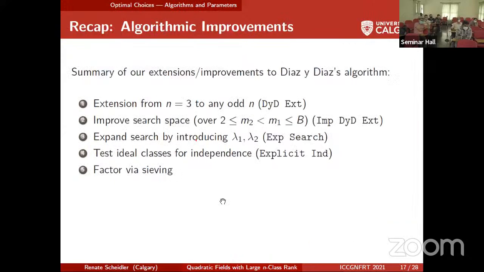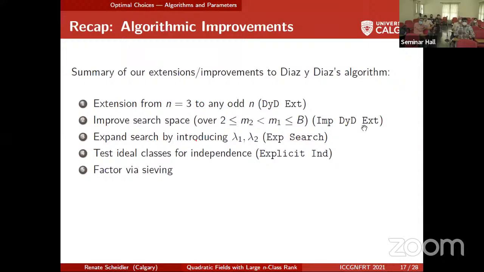Okay. So to recap, we started with DRC-DS's algorithm for 3 class rank. The first thing we did is we extended that algorithm to arbitrary odd n. In our tables, I'm going to show some figures and tables. That variant, just the vanilla generalization, is called DRC-DS extended. Then we improved the search space by changing the order in which you search things. This is called improved DRC-DS extended.